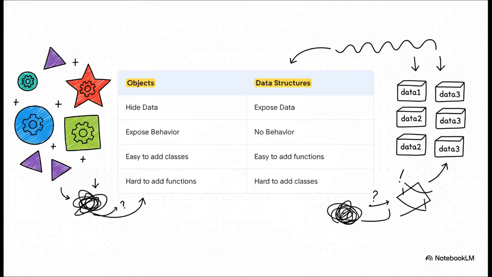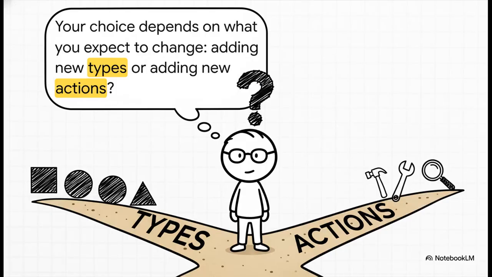And this table here, it just lays it all out perfectly. Look at that opposition. But check out those last two rows, because that's where the magic is. With objects, it's super easy to add brand new types of things without messing with your existing code. But if you want to add a new behavior, a new function, you've got to go and touch every single class. Now flip that for data structures. It's the complete opposite. Adding a new function is a piece of cake, but add a new data type, now you've got to go back and change every single one of your functions. See? Total anti-symmetry.